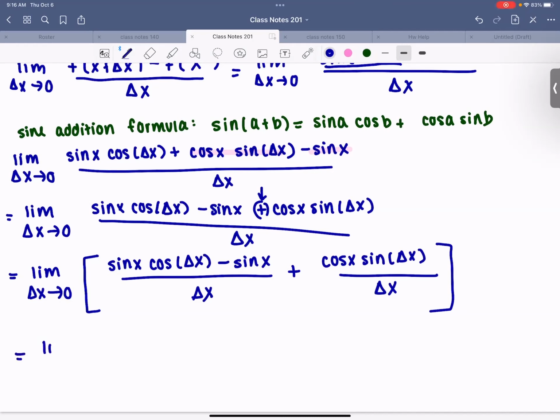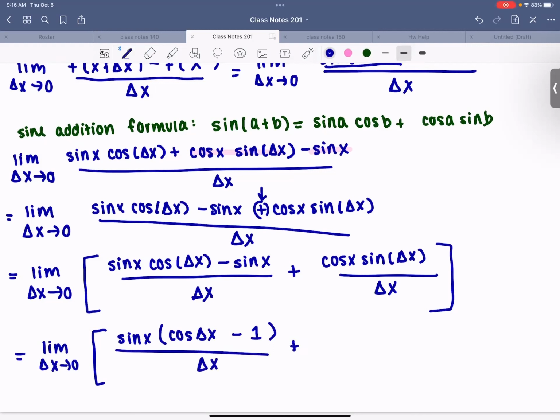We have the limit as delta x goes to 0. What happens on top when I factor out a sine x? What goes in the parentheses? Cosine of delta x minus 1. Good, cosine of delta x minus 1, all over delta x, plus cosine x sine delta x all over delta x.